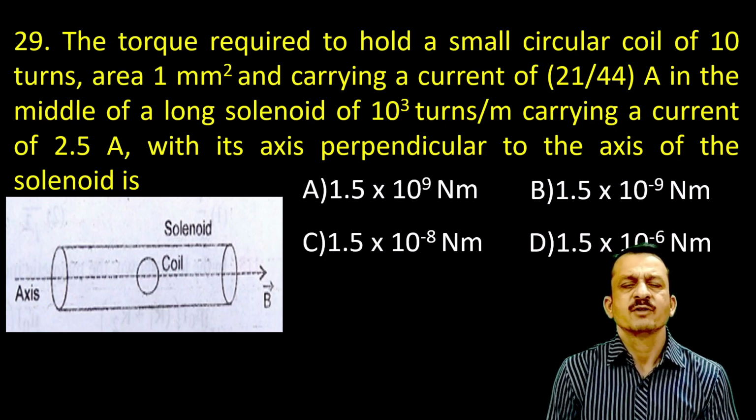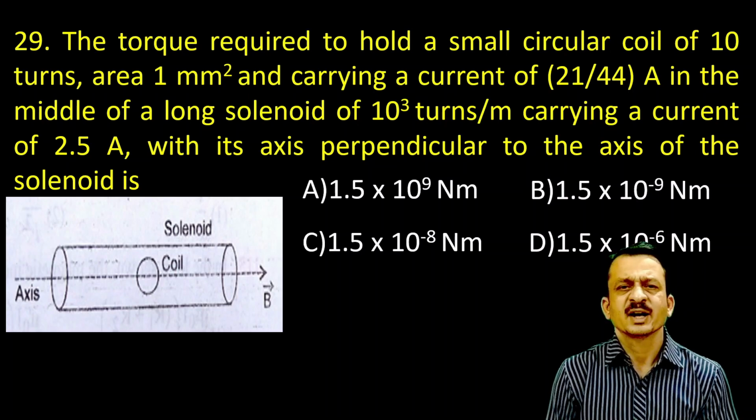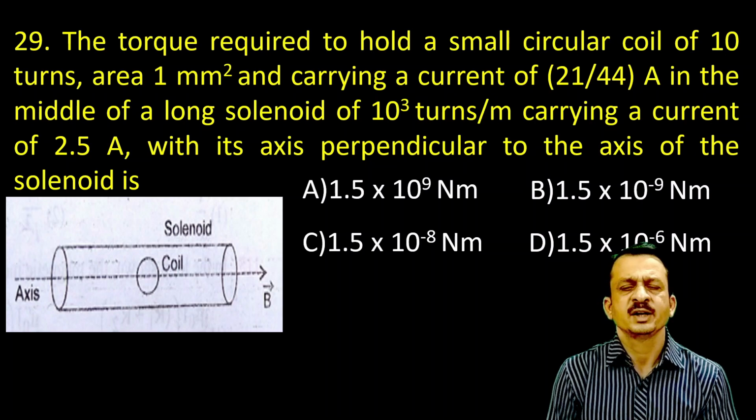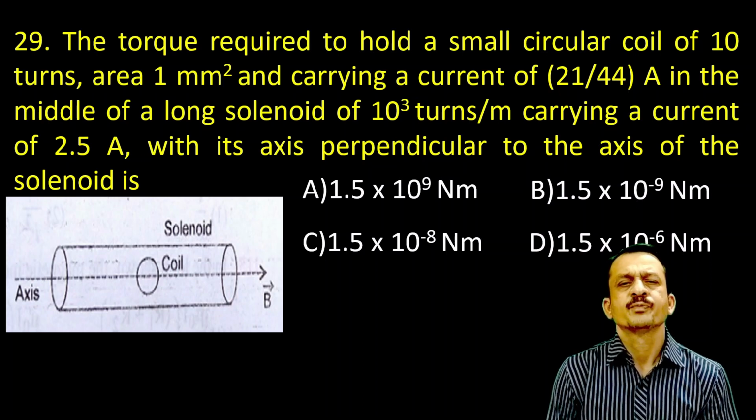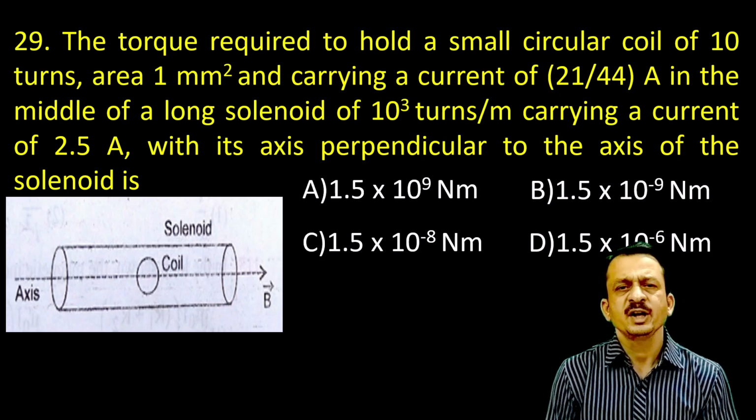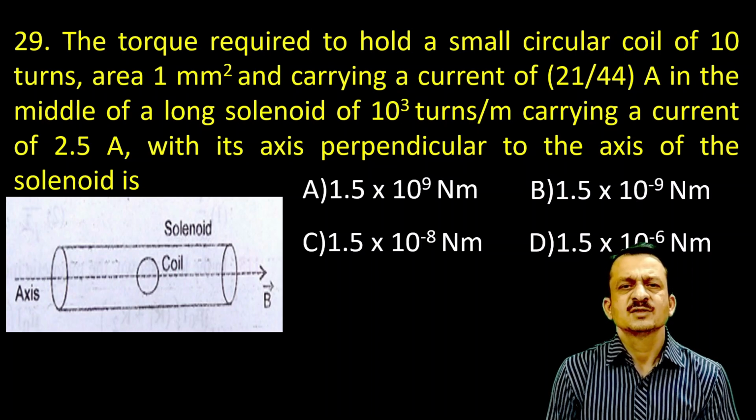Now in this diagram we have a solenoid. Because of the solenoid there is a magnetic field at the center. That magnetic field B is given by mu naught into small n into I. In the presence of the magnetic field we are placing a current carrying loop such that the axis of the loop is perpendicular to the magnetic field produced by the solenoid. Now the loop, since it is carrying a current, possesses a magnetic moment. Now we have to calculate the torque.